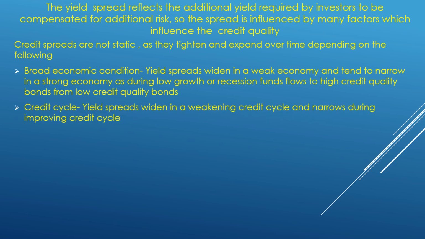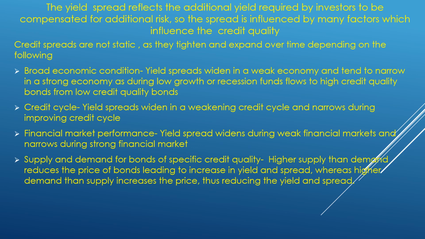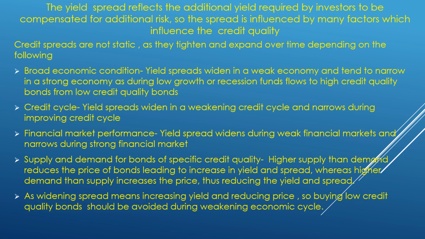Credit cycle. Yield spreads widen in a weakening credit cycle and narrow during an improving credit cycle. Financial markets performance. Yield spreads widen during weak financial markets and narrow during strong financial markets. Supply and demand for bonds of specific credit quality. Higher supply than demand reduces the price of bonds, leading to an increase in yield and spread, whereas higher demand than supply increases the price, thus reducing the yield and the spread.